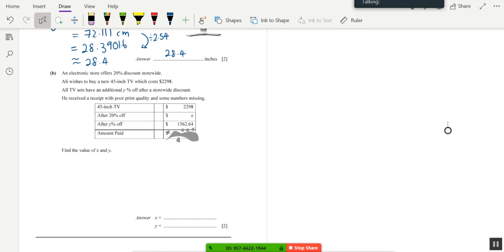Okay, so X equals to 20% off means you're left with how many percent? 80. So 80 over 100 times 2298, which is equal to 1838.40. Okay, remember to put your unit sign and also the 2 decimal place. Unit sign maybe no need because the unit sign is already there. Alright, this is the tricky one.